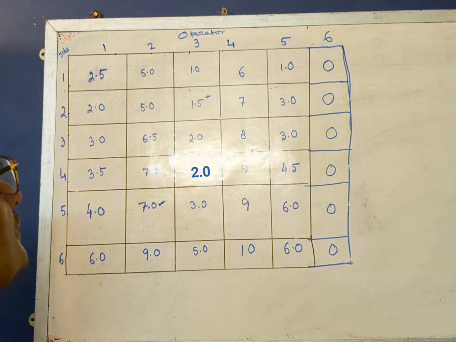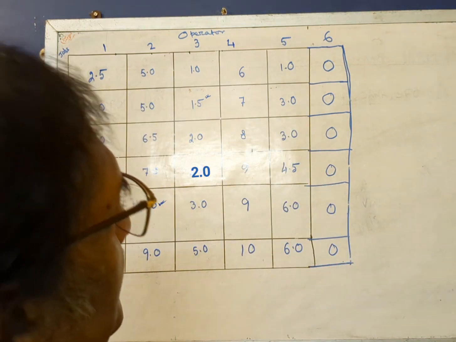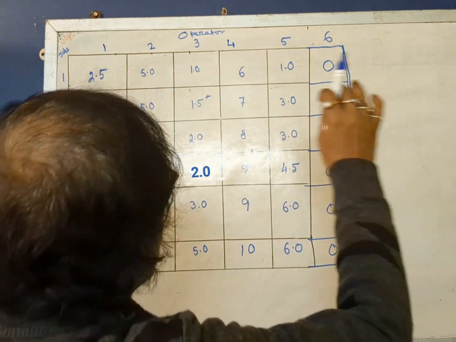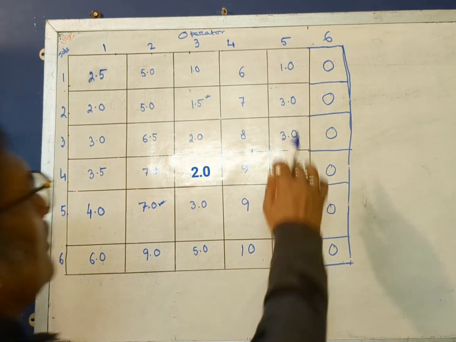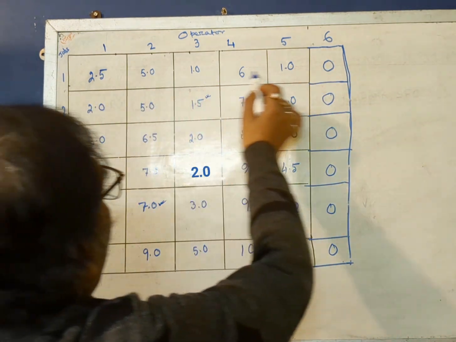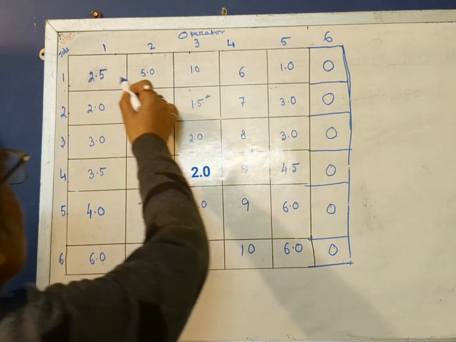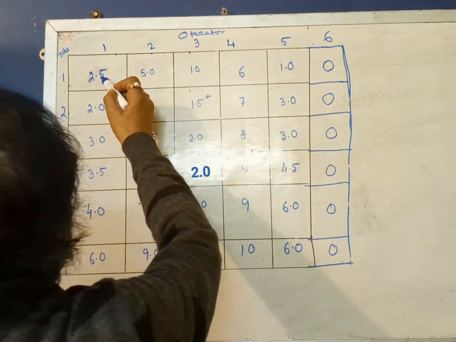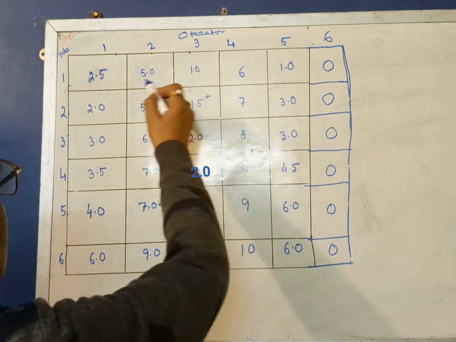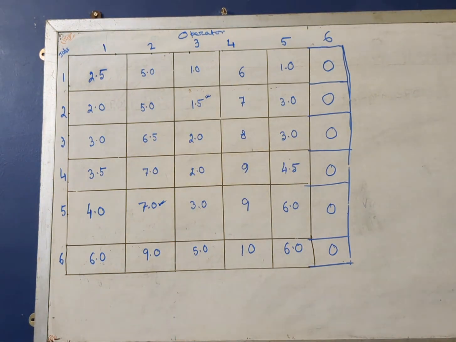First, what will you do? For each row, you find the minimum element and subtract that minimum element from all the elements of the respective row. Say, for the first row, the minimum element is 0, so you subtract 0 from all the elements. If you subtract 0, the element remains the same. That's why I am not changing. That means 2.5 minus 0 is 2.5. 5.0 minus 0 is the same. That's why it is not being changed.